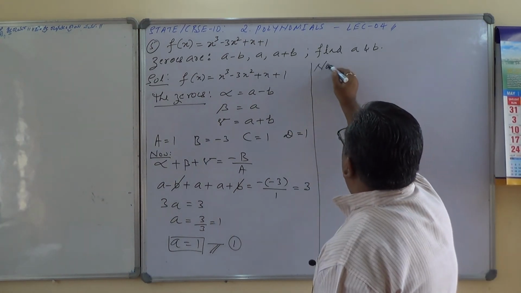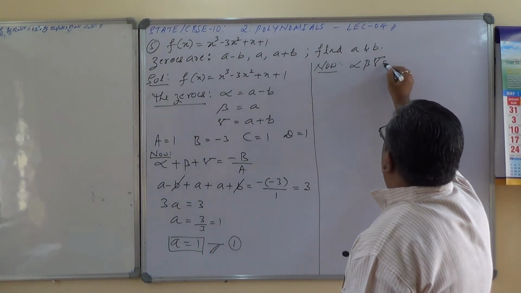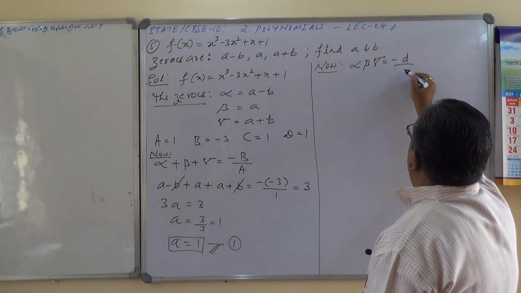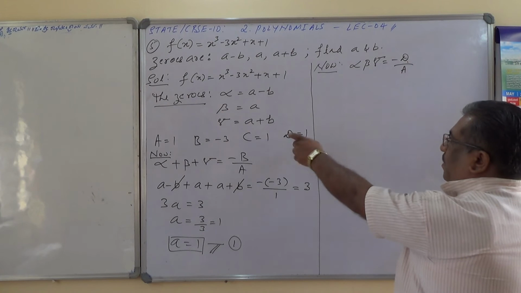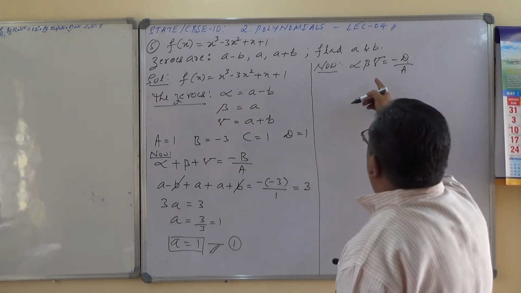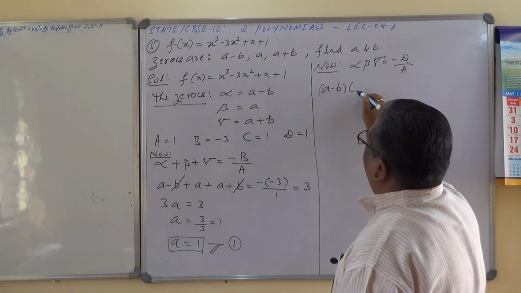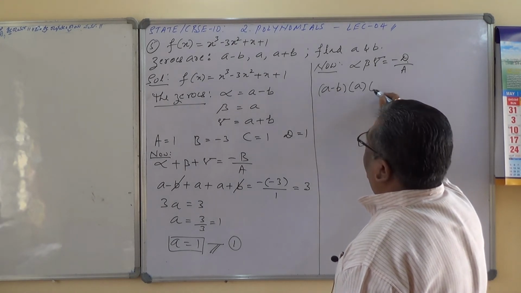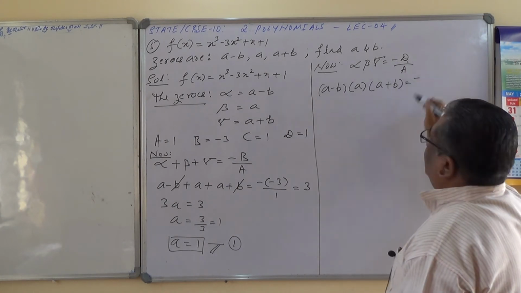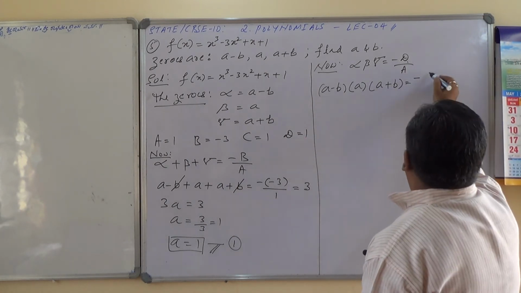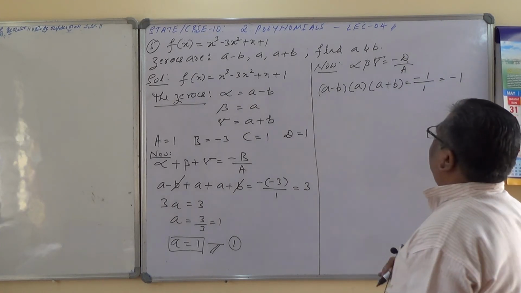Now alpha into beta into gamma equals minus d by a. Capital letters I am using here. Okay, what is alpha into beta into gamma? It is a minus b into a plus b equals minus d, which is 1, divided by a, which is 1, which is minus 1.